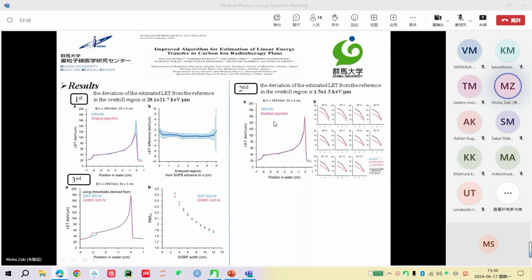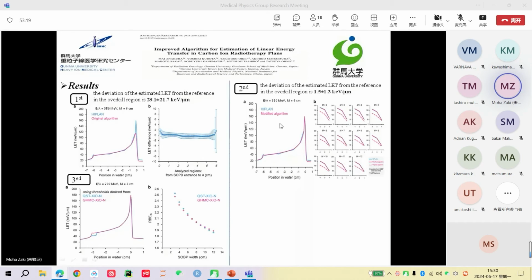So using the modified algorithm shows improvement of the LET distribution for the entire length of a single beam along the central axis in water with the same width and the same kinetic energy per nucleon.